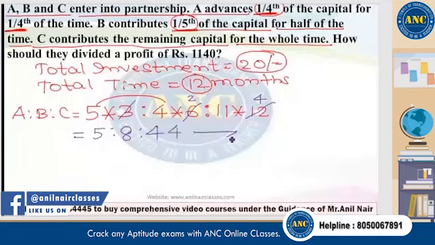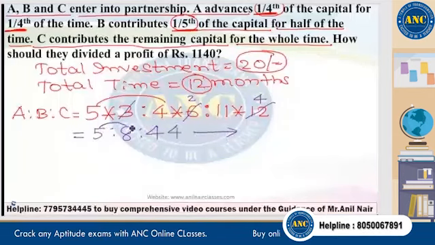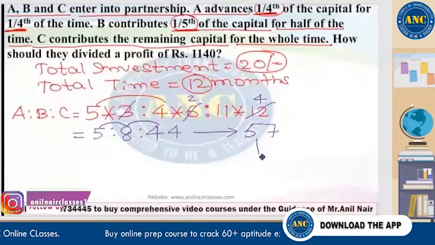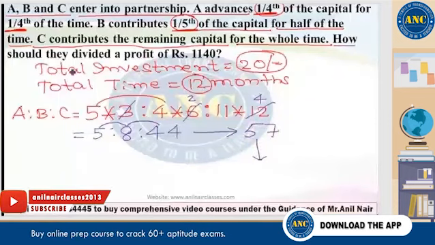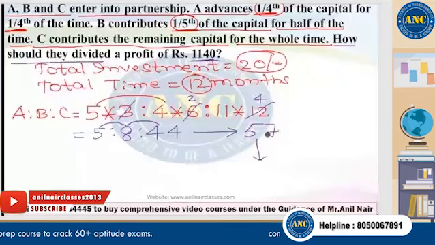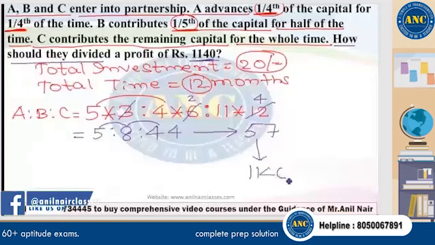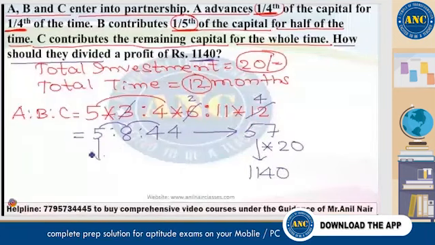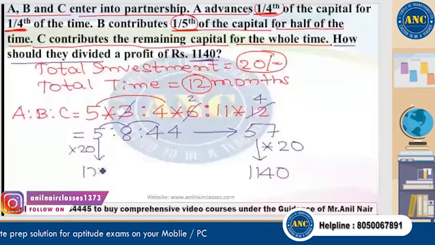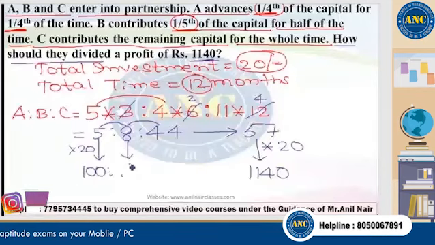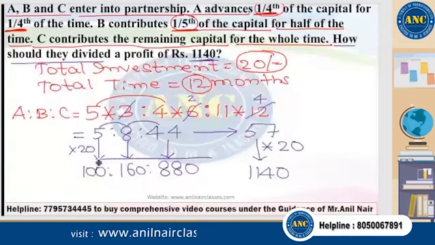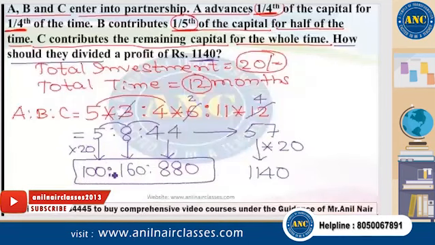Total profit according to the ratio is 5 plus 8 is 13. 13 plus 44 is 57. It is 57. But the question says, how should they divide a profit of 1140? The question says total profit is 1140. Multiply everything by 20. 5 into 20 is 100. 8 into 20 is 160. 44 into 20 is 880. Total profit is divided as 100, 160 and 880.